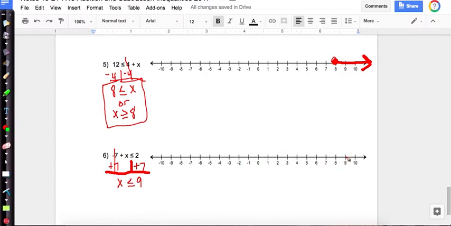Now, open or closed? Good, closed. And which way am I going to shade for less than? Good, to the left. So we're going to shade to the left.